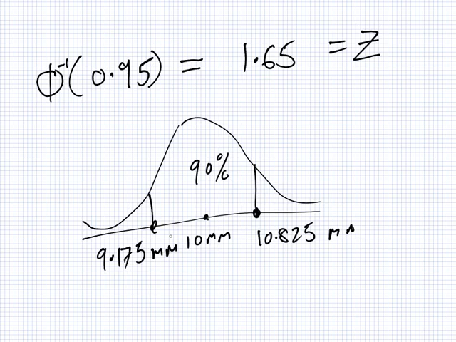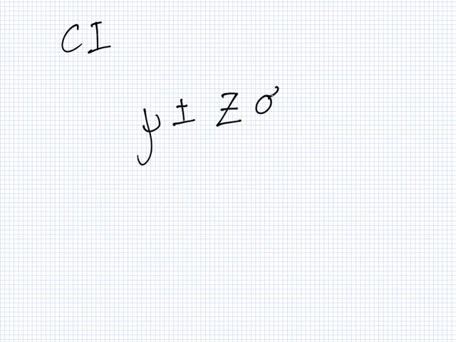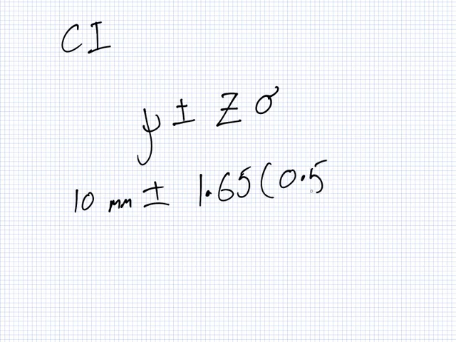Okay. There is a slightly quicker way to do this calculation. When you want to make a confidence interval, it's always going to be the average plus or minus that Z value times the standard deviation. So in my last example, it was 10 millimeters plus or minus 1.65 times 0.5 millimeters.